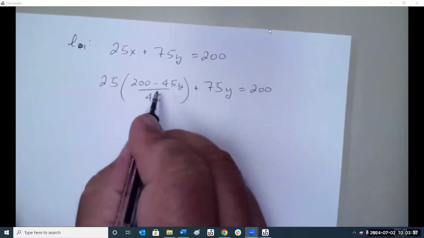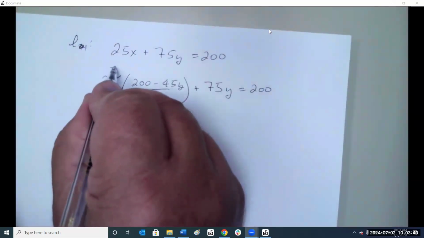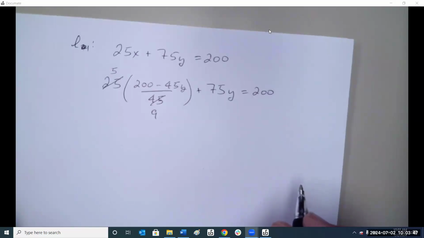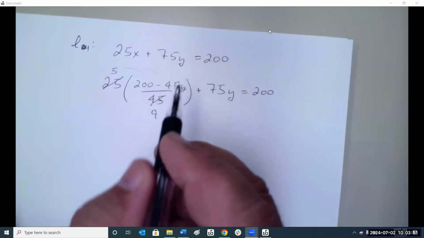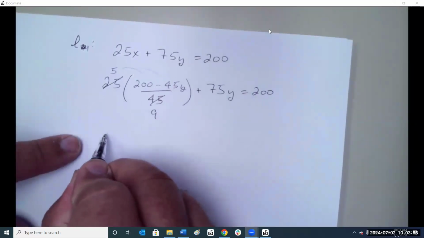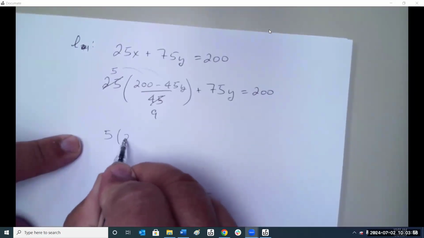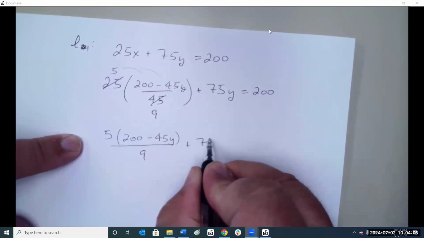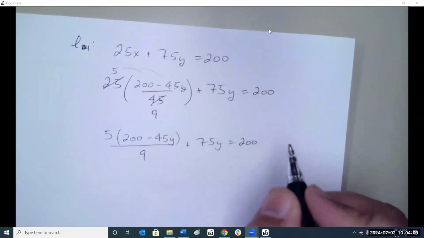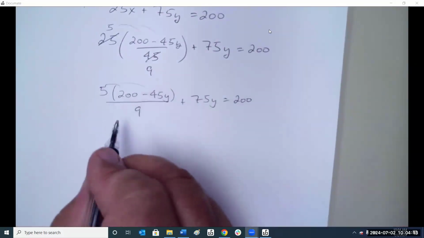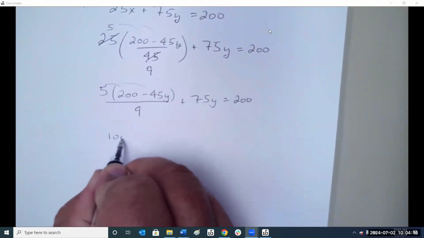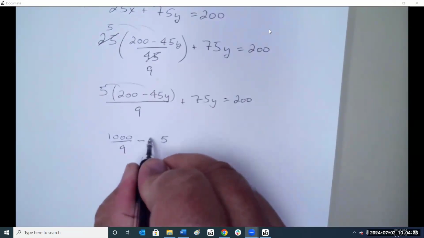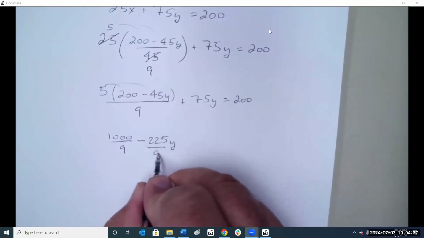We can cancel a little bit about the denominators. So 5 goes into 25 five times. 5 goes into 45 nine times. So we have 5 times 200 minus 45y all over 9. Distribute to get rid of the parentheses. So we have 1,000 over 9 minus 225y over 9.